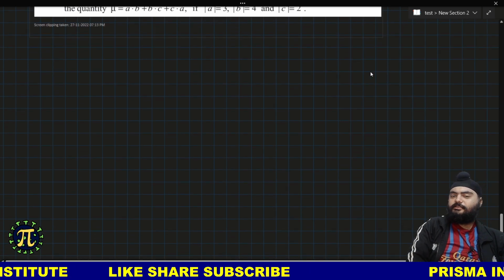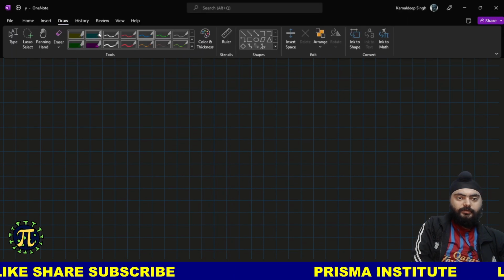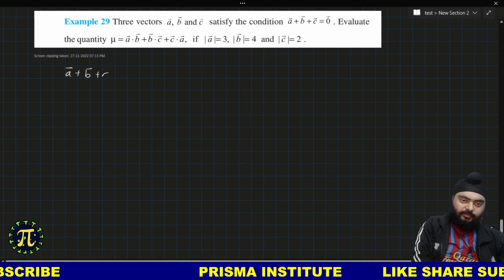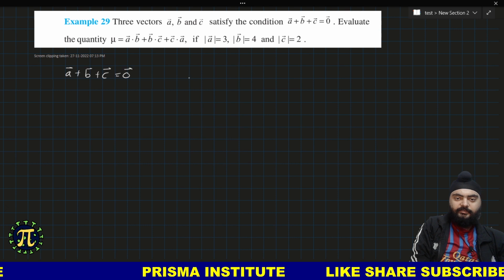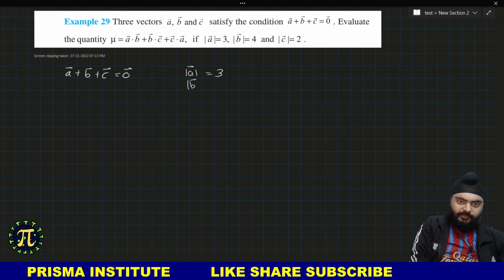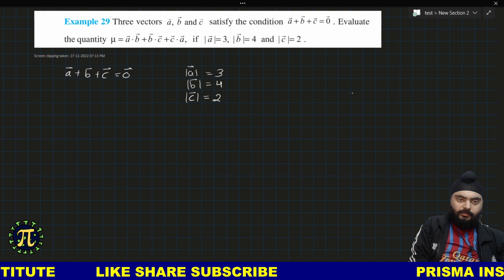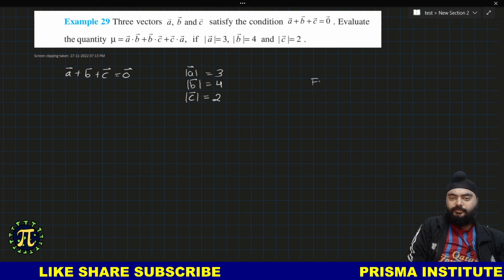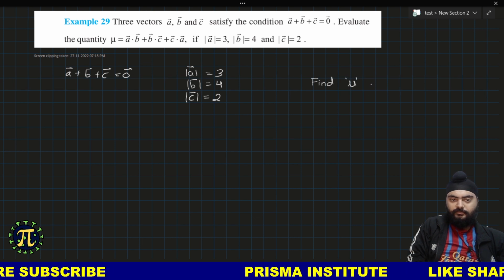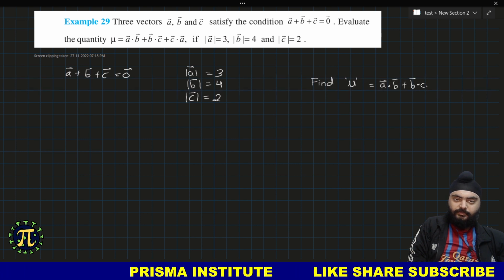So let's see what is given to us. First thing given to us is the sum of all these vectors is null. Okay. Second thing given to us is magnitude of A कितना है 3, magnitude of B कितना है 4 and magnitude of C is 2. And हमें क्या निकालना है, find mu. So what is mu? Mu is A dot B plus B dot C plus C dot A.